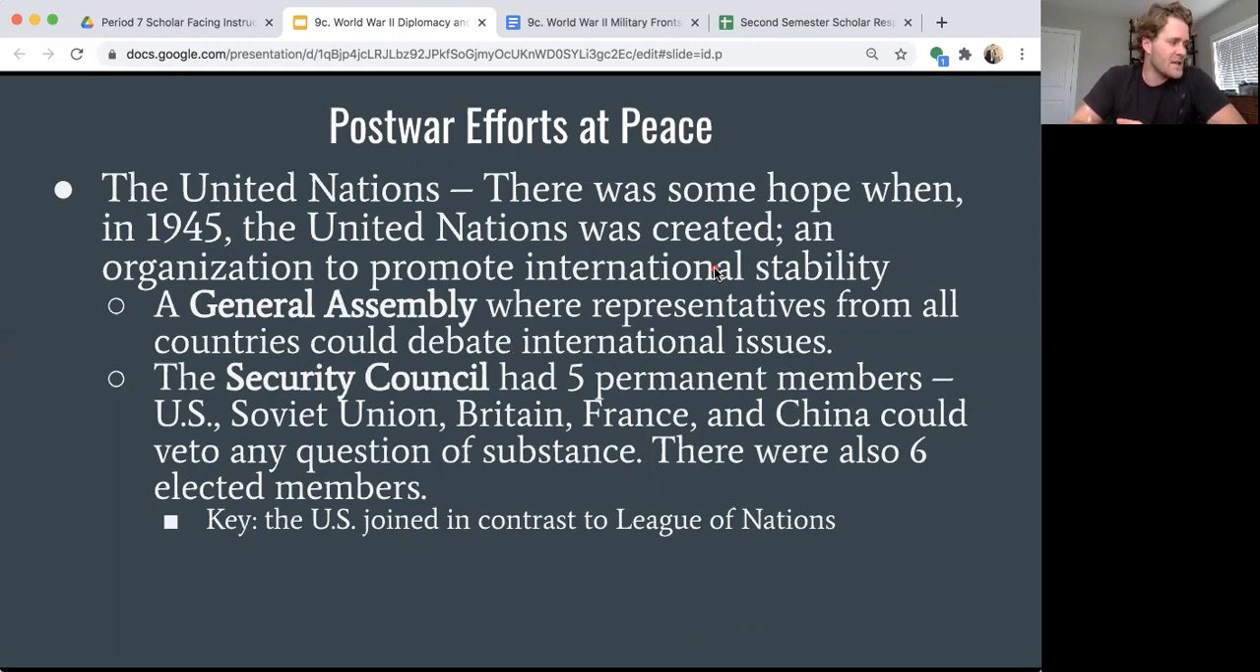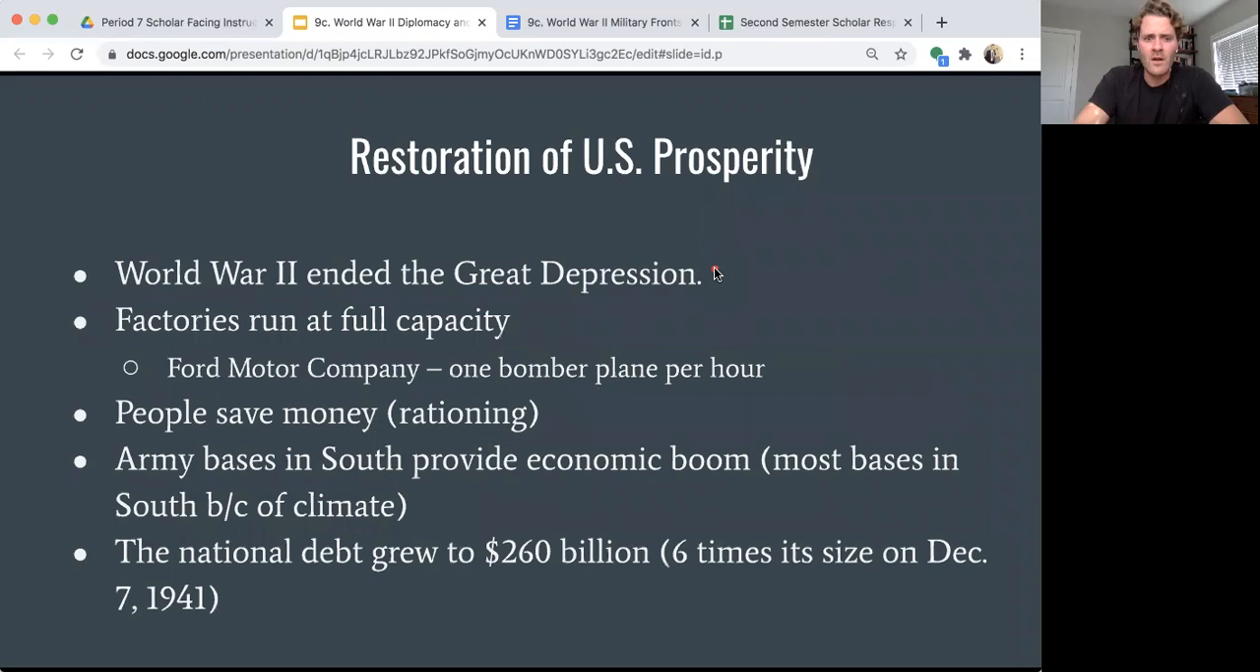And the big significance here is that the US joins the United Nations, whereas the US refused to join the League of Nations. So in terms of the change in the role of the US in the world, the change is pretty drastic and significant, as the US embraces a newfound responsibility and leadership position on international affairs that the US had shunned and turned down in 1919 at the end of World War I.